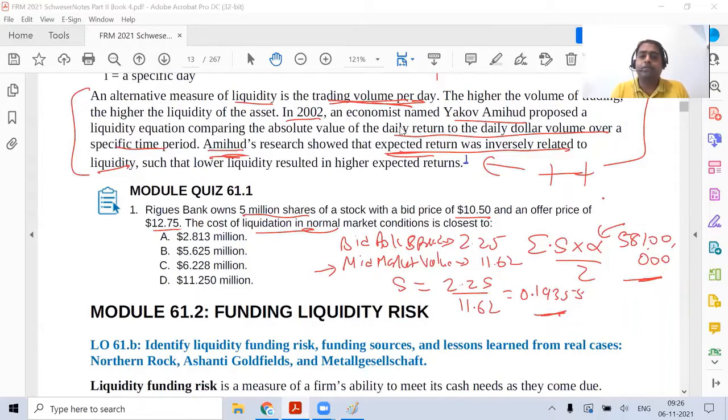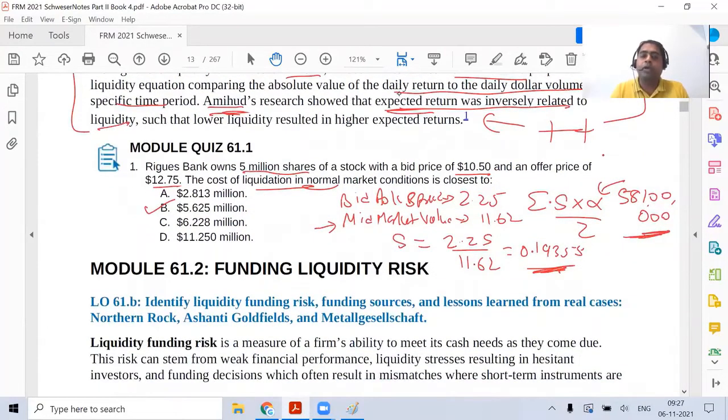That's correct. Two people are getting D and B also. Any more answers? Point 19355. Okay, I'm getting B. Yes, I'm also getting the answer as B. So what we have done is we have taken the S, we have taken alpha and multiplied it, then divided by 2. A similar question about cost of liquidation was there in the book.